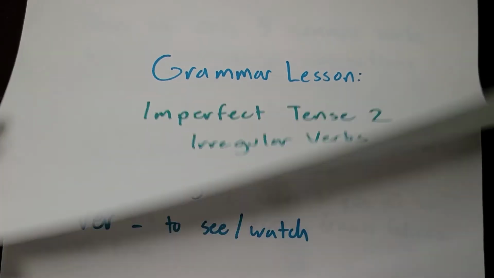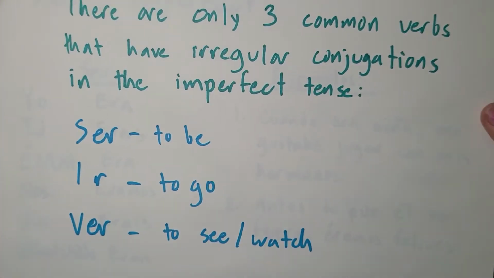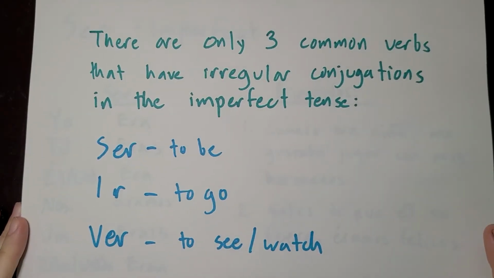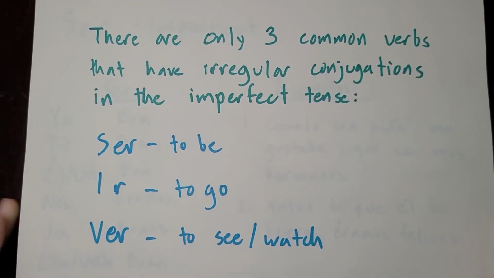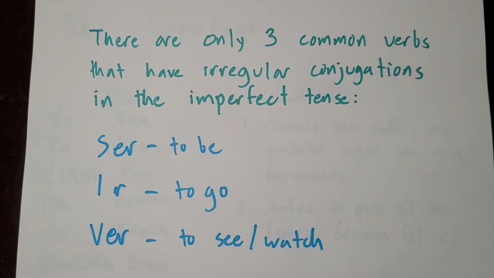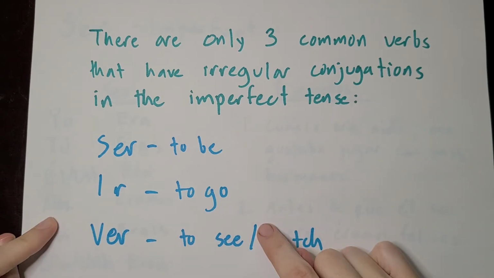Are you ready? There are only 3 common verbs that are irregular in the imperfect tense. And what do I mean by common? I mean all of them. Like, all of the common verbs. Like, the top 2,000 words in Spanish, including the ones you're used to seeing. When you think common, I want you to know you are never going to hear a word that is irregular in the imperfect tense except these.